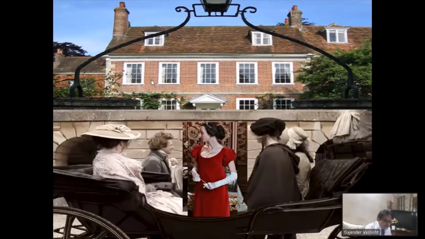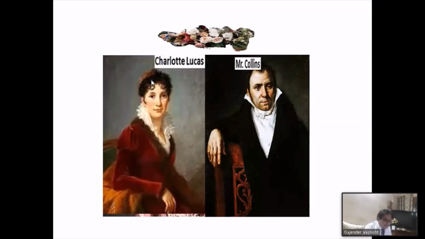he approached Miss Charlotte Lucas. She's a friend of Elizabeth. She's growing overage, and she accepts the proposal of Mr. Collins. Now, Mr. Bingley comes to the house many times, and Charlotte Lucas and Collins get married.